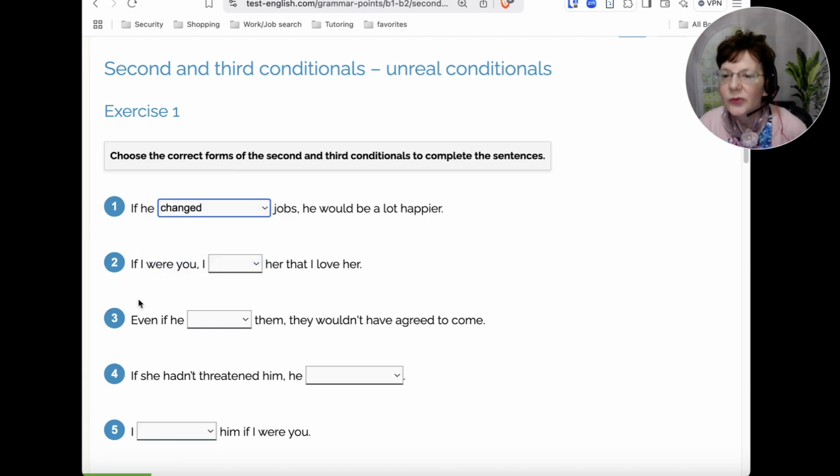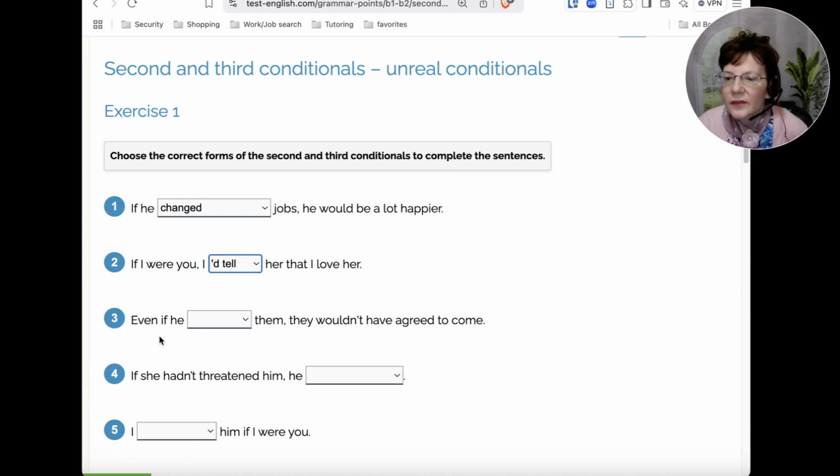Okay, number two, "If I were you, I ___ her that I love her." Told, had told, or would tell. Again, this is second conditional. So if you chose the last one, it's contracted, but it's would tell, that would be correct.